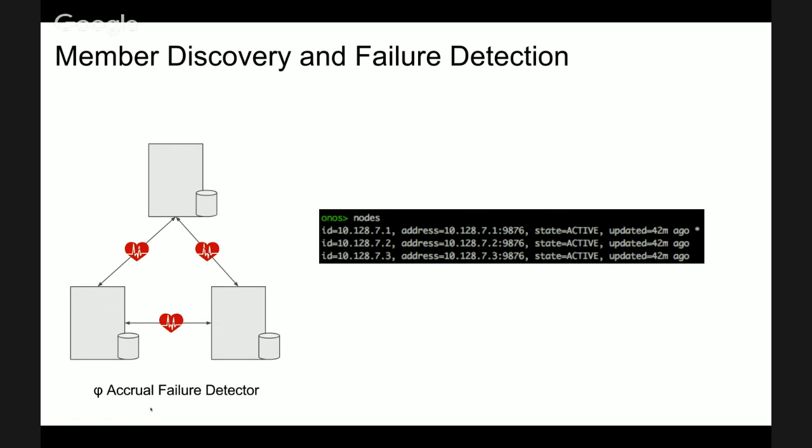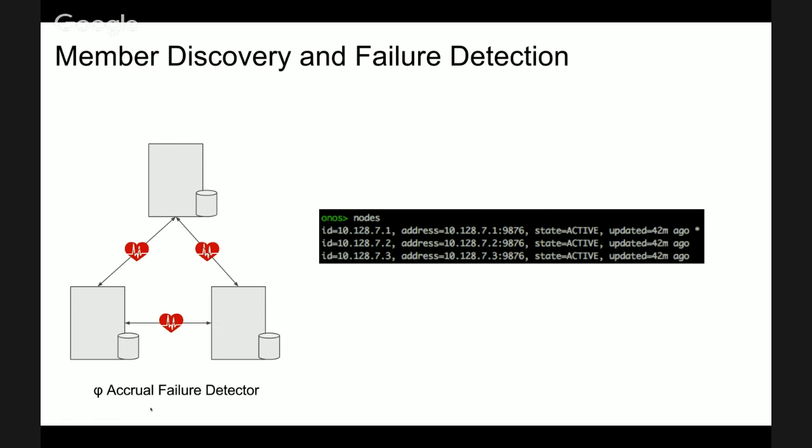Now, once you discover the nodes, how do you know whether they are up or down? That is where the mechanism that ONOS uses to do membership and failure detection comes into the picture. So what we do here is each node sends out periodic heartbeats to every other node in the cluster, and the specific failure detector that we use is called an accrual failure detector.